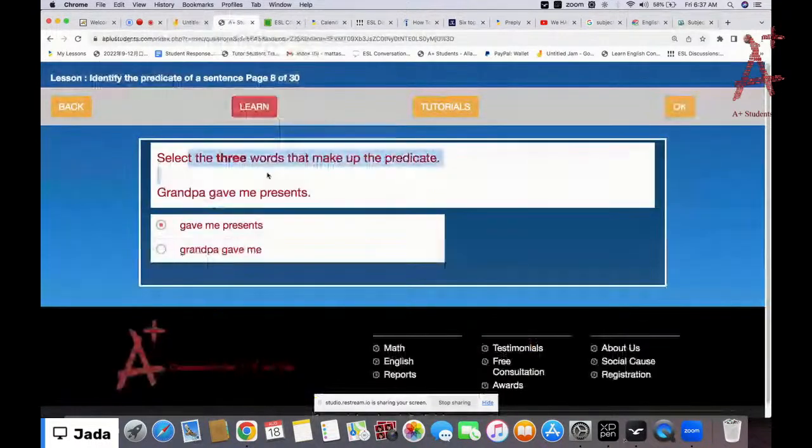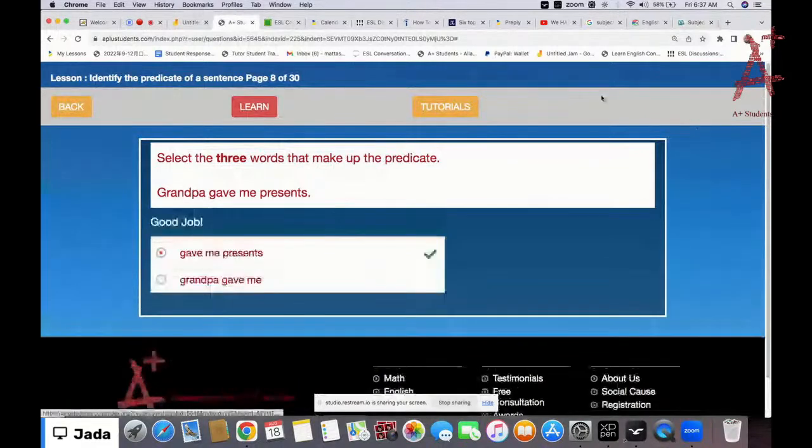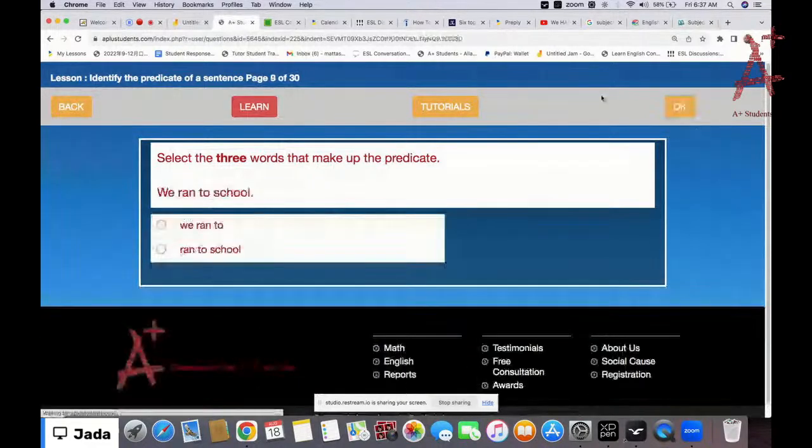Okay? Now, select the three words that make up the predicate. It's gonna be gave me presents. Okay, so gave me presents. And then select the three words that make up the predicate. We ran to school. So we stands for the subject. So ran to school is the predicate.